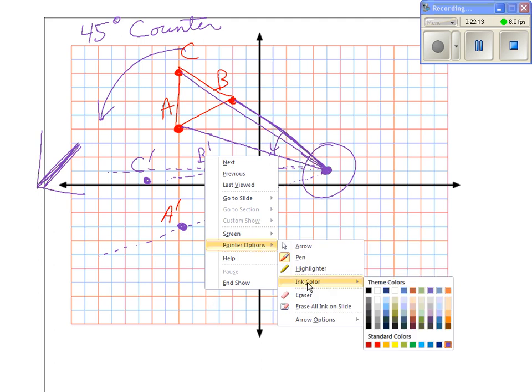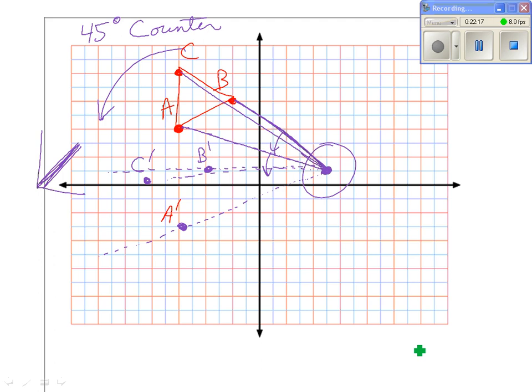Let's change our color again. Let's go with some other color. I connect all these. Does that triangle look like the red triangle? Yeah, it's just rotated down this way. If we took a piece of string and we had that triangle on the piece of string and rotated it down, that's what it'd look like.